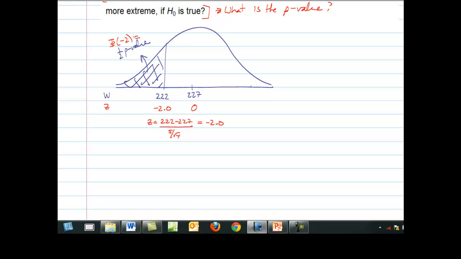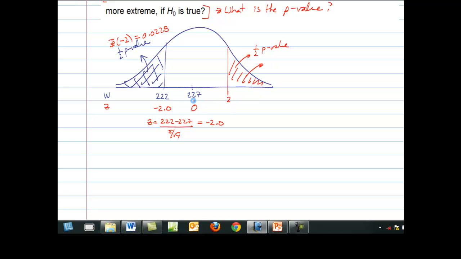and I get 0.0228. So that's half the p-value. Now the other half of the p-value has to do with symmetry. So the other half of the p-value is right up here, and this is because it's a two-tailed test. So half the p-value is up here, and because of symmetry, this has to be 2 standard deviations above.